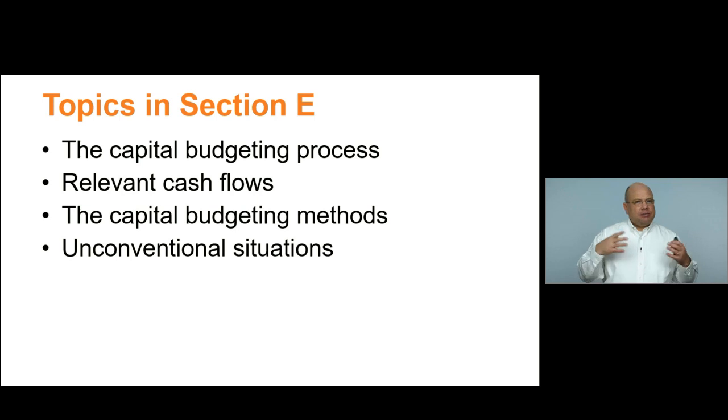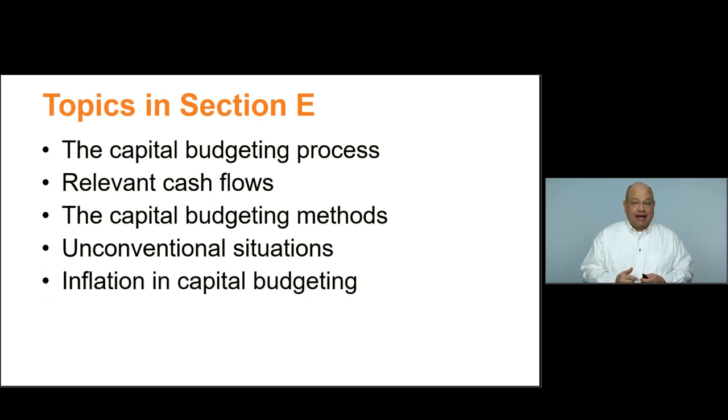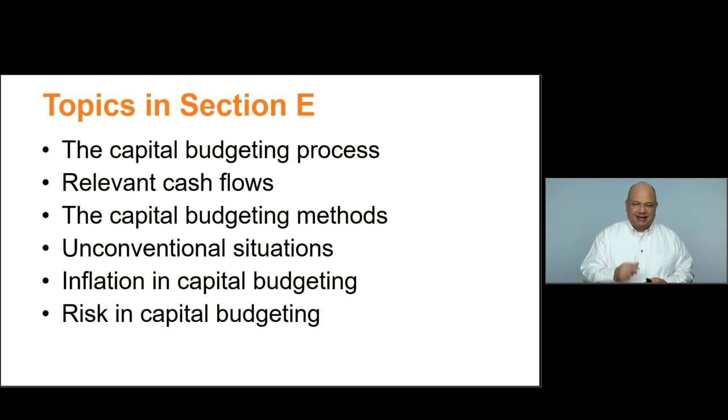We're then going to look at some unconventional situations where we have projects that are a little bit structured a little bit differently than usual. We're going to look at inflation in capital budgeting and how it is that we can address inflation if we're in an environment where there is a significant amount of inflation. We're also going to talk about risk in capital budgeting. And finally, we're going to talk about real options in capital budgeting, where we're looking at something other than just an absolute yes or an absolute no.